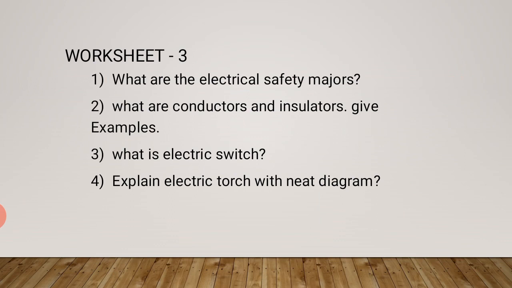First question is, what are the electrical safety measures? Now only I have explained that. Second one is, what are conductors and insulators? Give examples. Third question is, what is an electric switch? Fourth one is, explain the electric torch with a neat diagram. These are some of the questions I have given in the worksheet. Complete it.